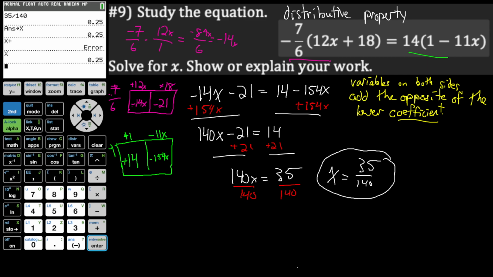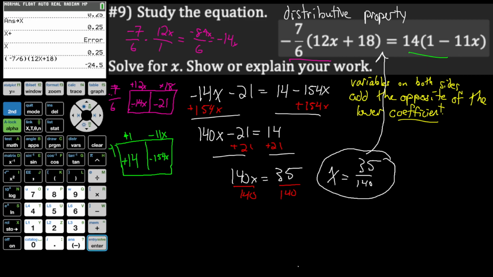And what I can do is substitute it back into my original equation. If those two sides are equal, then I know I'm good. So I'm going to say, all right, on the outside, I have -7 divided by 6. Use parentheses to show multiplication, so that I have 12x plus 18. That equals that side, and on the right side, I have 14 times 1 minus 11x.